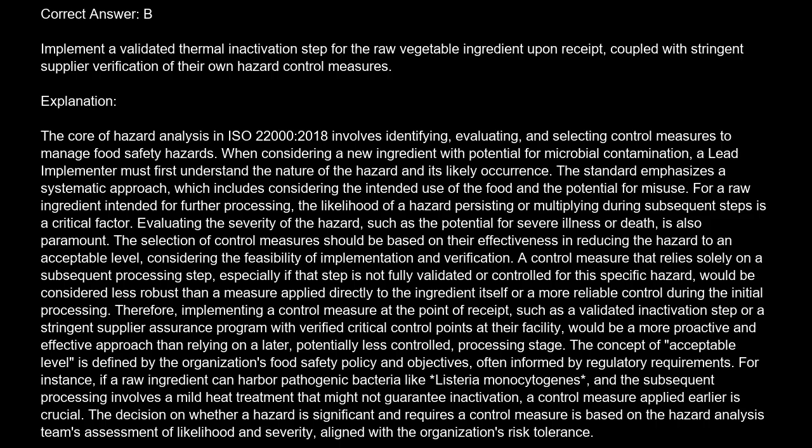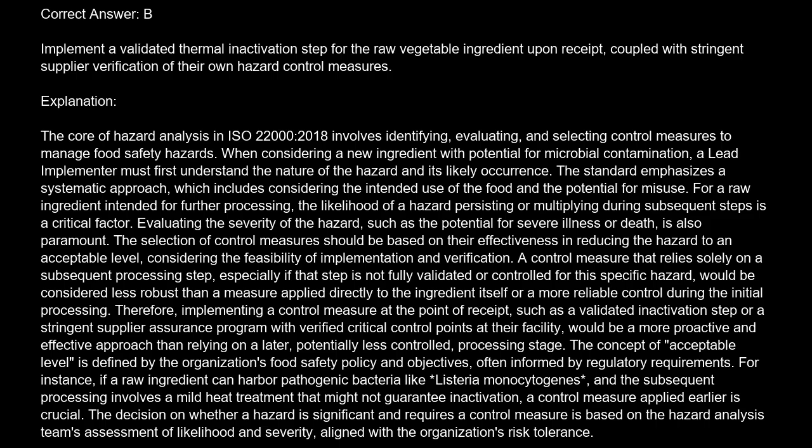For a raw ingredient intended for further processing, the likelihood of a hazard persisting or multiplying during subsequent steps is a critical factor. Evaluating the severity of the hazard, such as the potential for severe illness or death, is also paramount. Selection of control measures should be based on their effectiveness in reducing the hazard to an acceptable level, considering the feasibility of implementation and verification. A control measure that relies solely on a subsequent processing step, especially if that step is not fully validated or controlled for this specific hazard, would be considered less robust than a measure applied directly to the ingredient itself or a more reliable control during the initial processing.